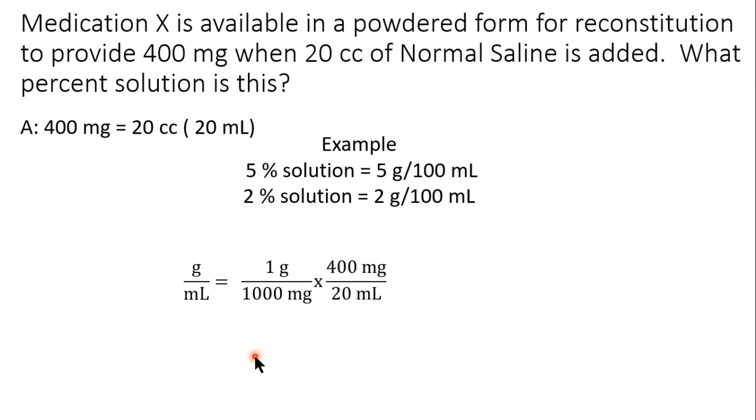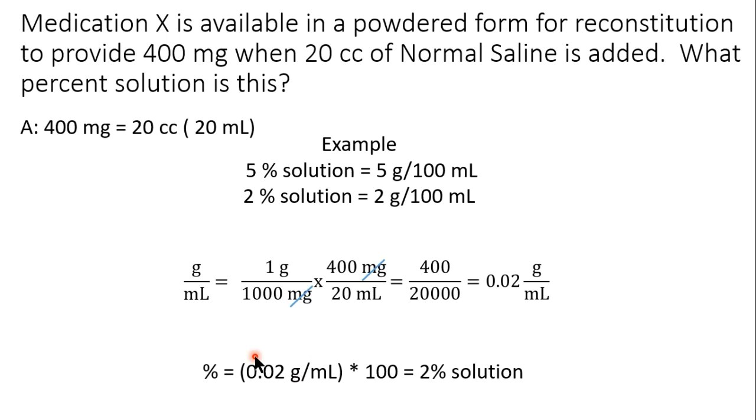We cancel out the milligrams. And so we have 400 over 1,000 times 20, which is 20,000. And this gives us 0.02 grams over milliliters. Since we want it in percent though, this result we multiply times 100, which gives us a 2% solution.